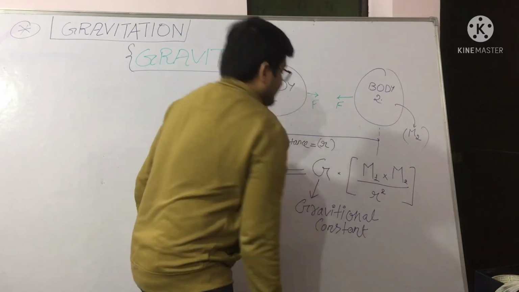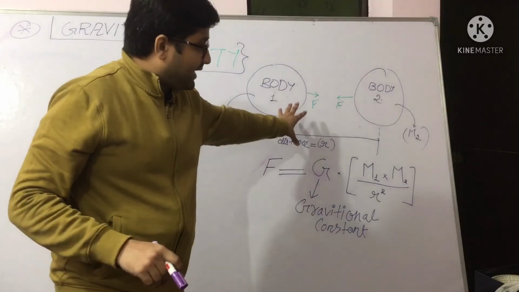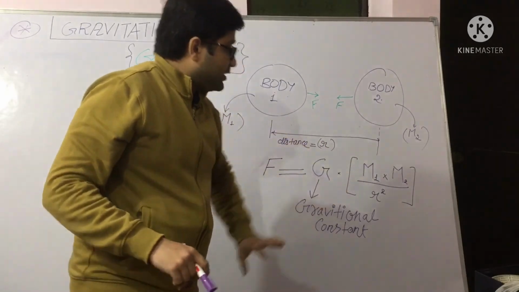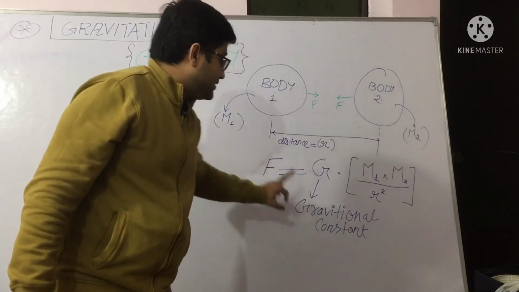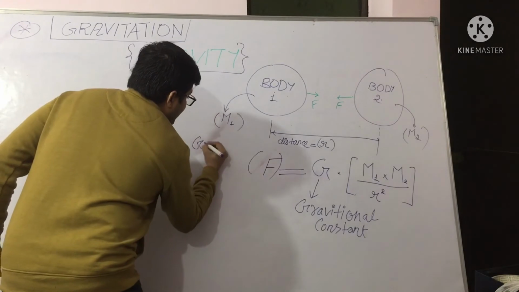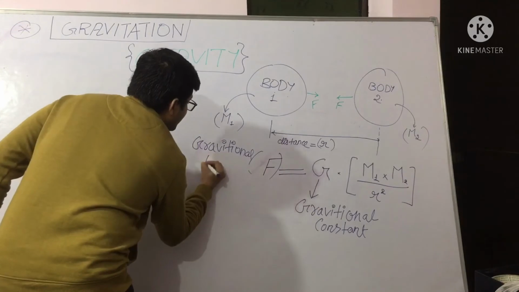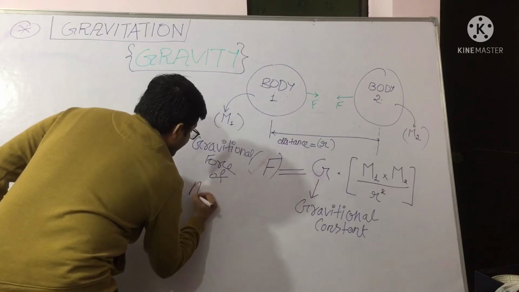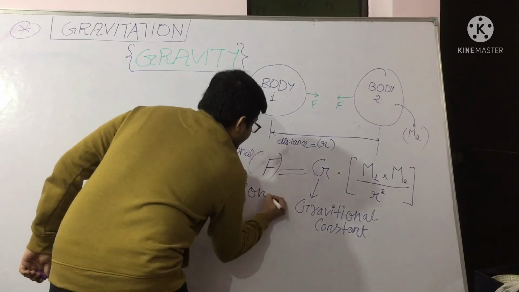I am pretty sure that you all are able to understand with this diagram and this expression how the force depends on the masses of the bodies and the distance between the bodies. And this G is the gravitational constant, and this F is nothing but the gravitational force. And one more important thing: this gravitational force is a force of attraction.